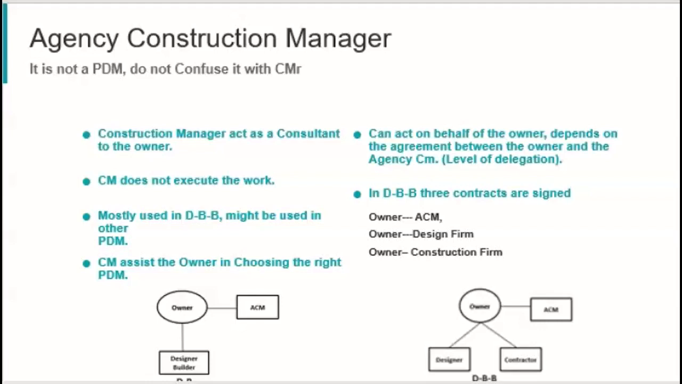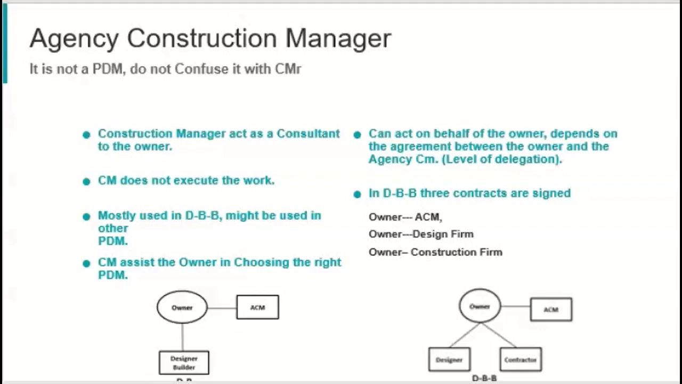This thing we can see especially with foreign investors. They don't have the time. They delegate the work to the Agency Construction Manager. This ACM will act on behalf of the owner. He or she will take the full responsibility for the project.